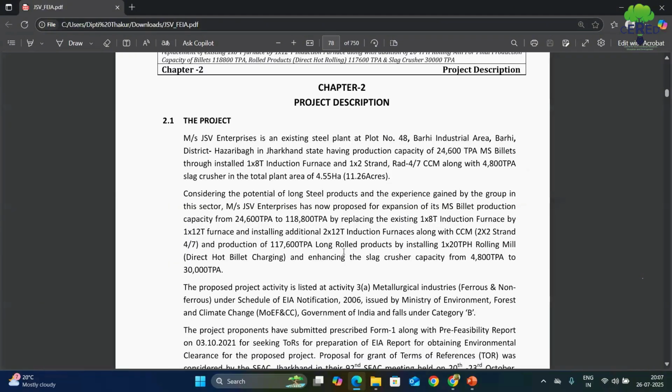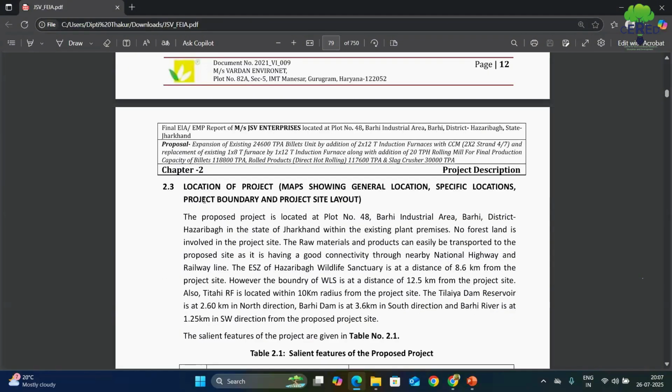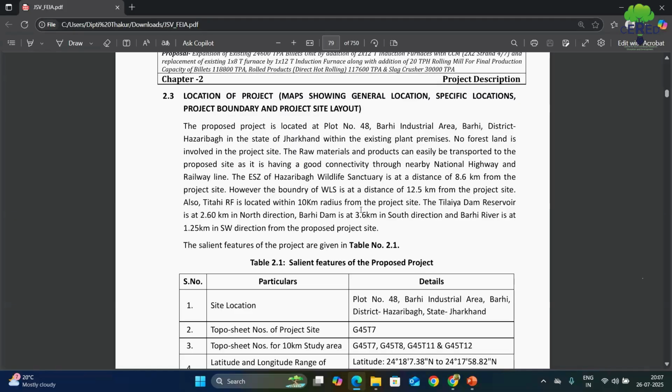The next chapter is chapter 2, project description. The project description chapter includes the name of the project again, the need and justification of the project, and the location of the project again. But the location here varies, because it includes the lat and long of the project site, and here you can write the main transportation side of the project, where we show the general location or a specific location.